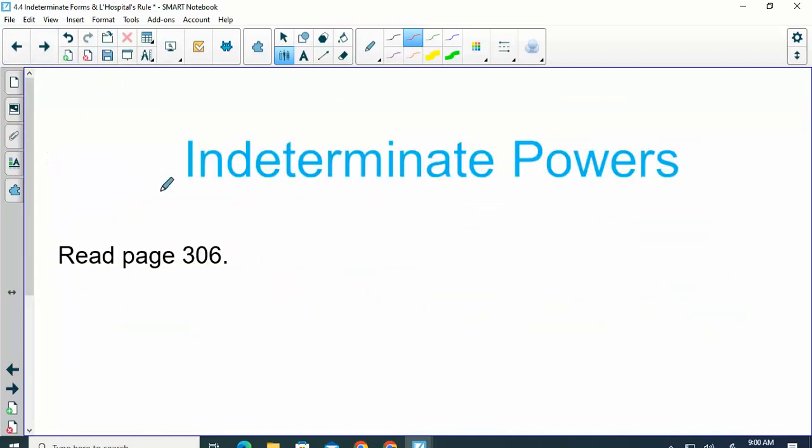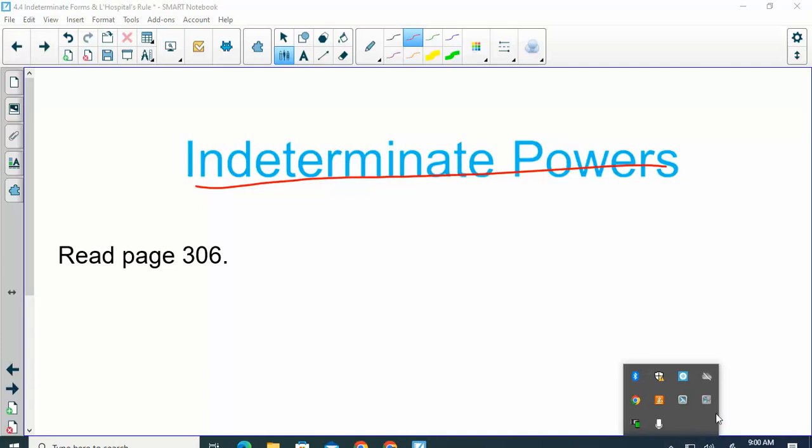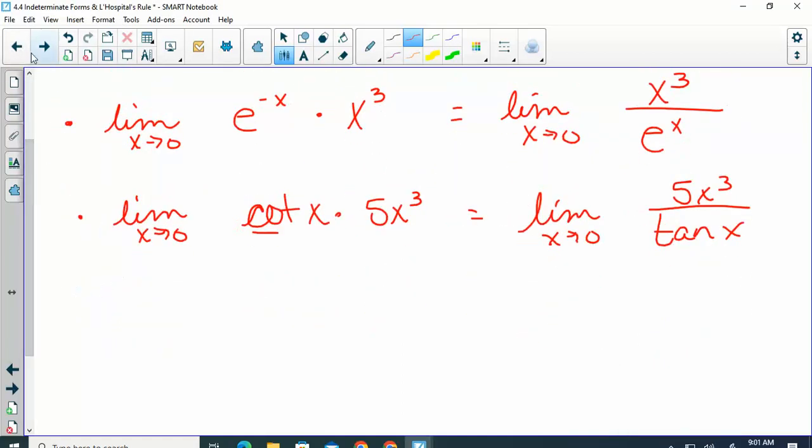So, indeterminate powers. Let's look at our book. This gives a very nice kind of layout. Page 306. All right, so it tells us, kind of in the middle of the page, several indeterminate forms arise when you have the limit as x approaches a of a function to a function. Okay, so 3 different issues we might see. We can see something of the form 0 to the 0 power.